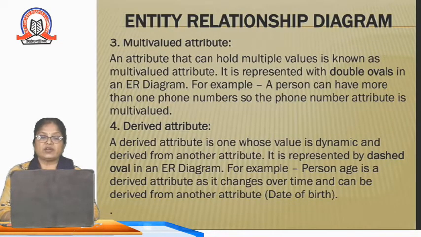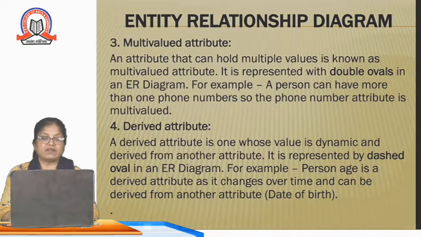Next is the multi-valued attribute. An attribute that can hold multiple values is known as the multi-valued attribute. It is represented with double ovals in an ER diagram. For example, a person can have more than one phone number. So the phone number attribute is the multi-valued.